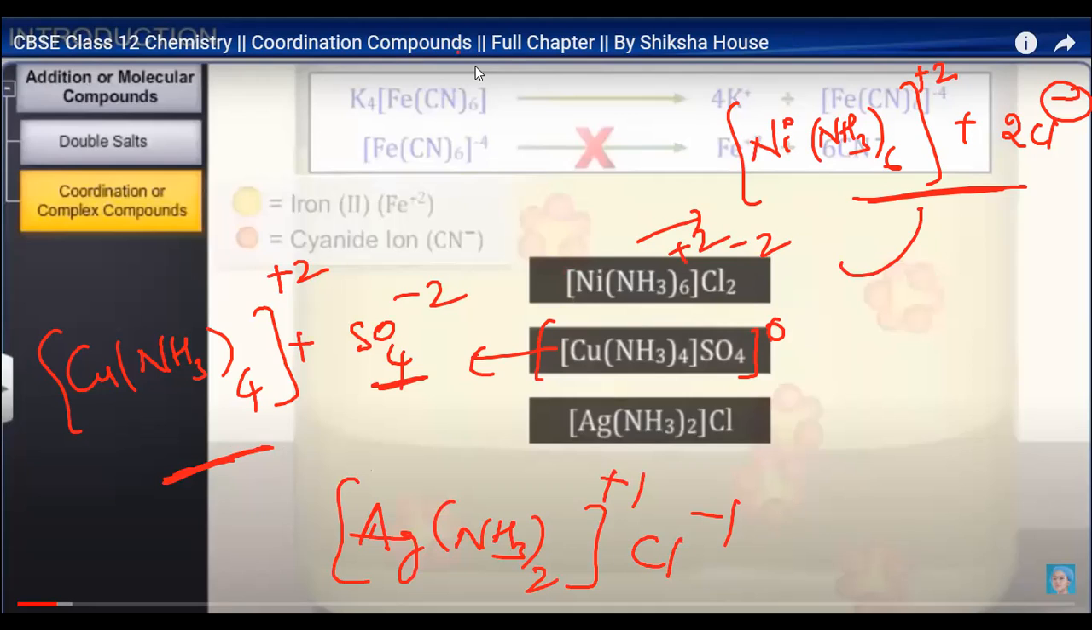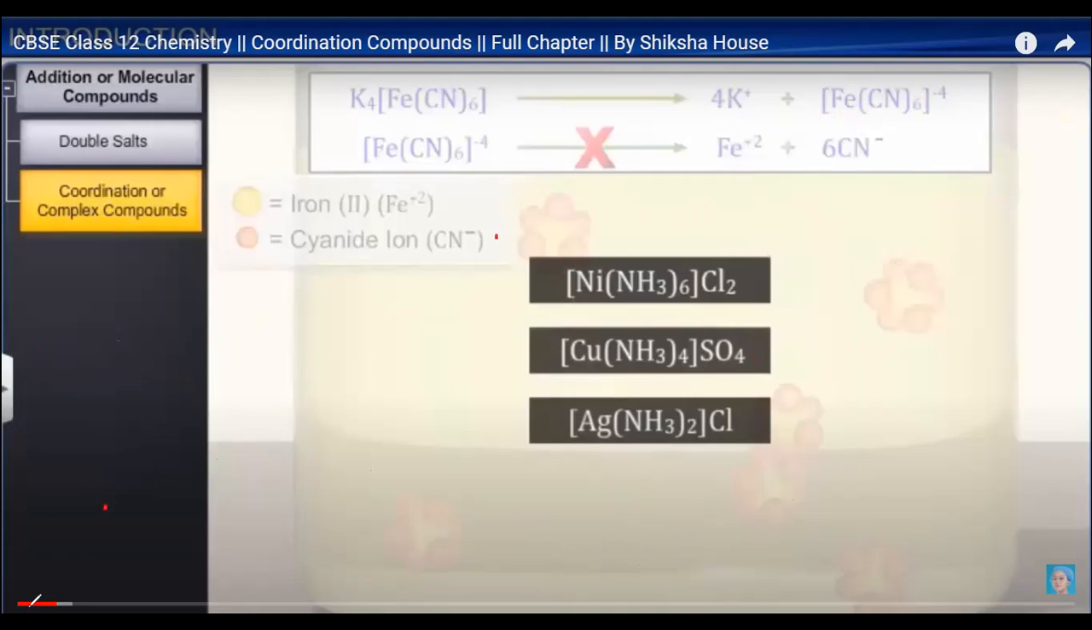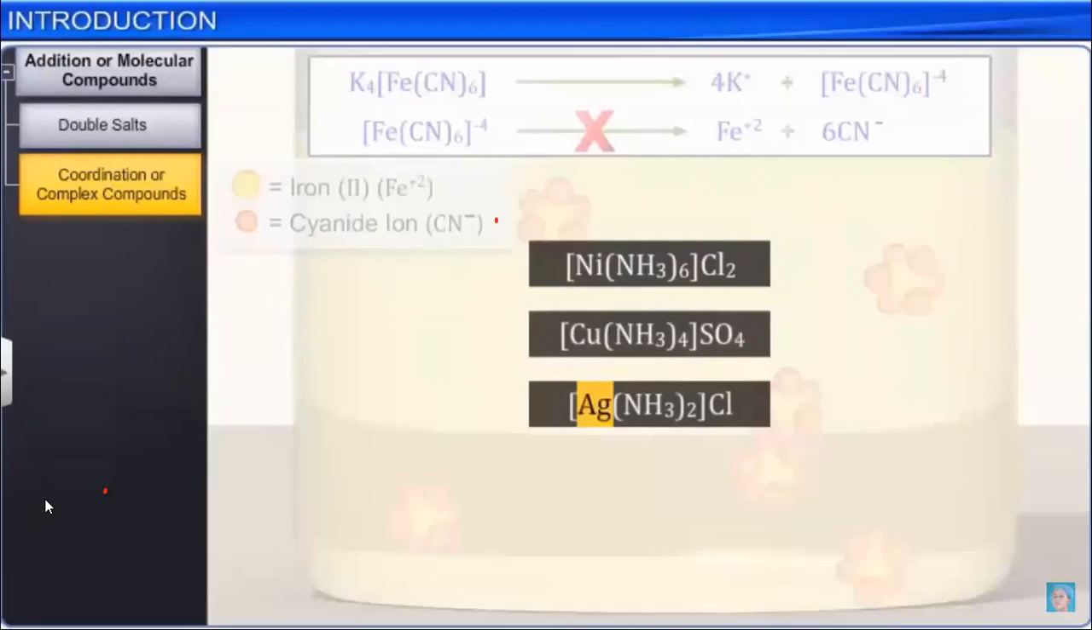So let us see continuation of this. And now, compounds.